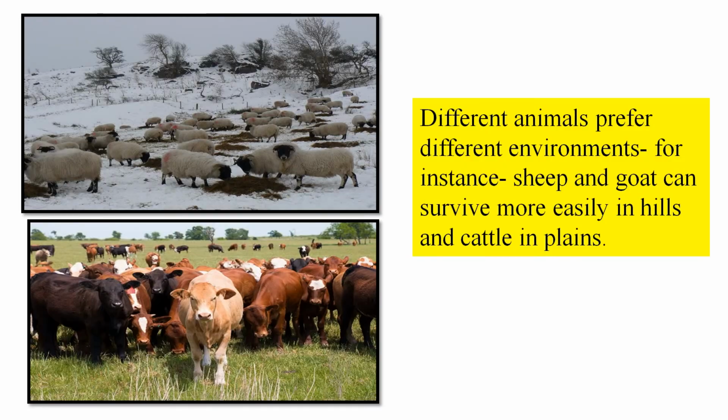In the same way, different animals prefer different environments. For instance, sheep and goats can survive more easily in hills and cattle in plains. This is the reason why people living in different areas eat different kinds of food items. The food items that are locally available become part of the food of the people of a particular area.